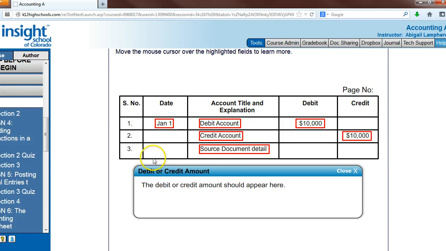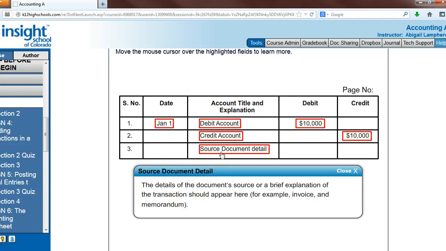So this is one transaction taking up 3 lines in our journal. We always list the debit first and record the debit amount, then we list the credit and the credit amount, and then the source document detail. So you want to say check number 101, receipt number 5, memo number 6, whatever source document you have will go in this 3rd line here.